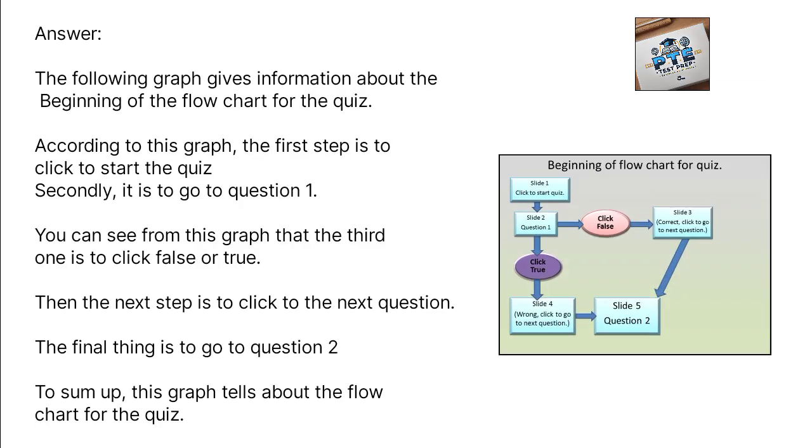The following graph gives information about the beginning of the flowchart for the quiz. According to this graph, the first step is to click to start the quiz. Secondly, it is to go to question 1. You can see from this graph that the third one is to click false or true.